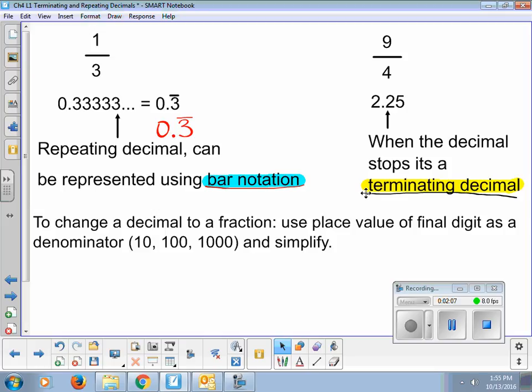To change a decimal to a fraction, you're going to use the place value of the final digit as the denominator. So if you have one decimal place over, it's in the 10th place, you write your decimal over 10. If it's 2 decimal places over, that's the 100th place, you write your decimal over 100. 3 decimal places over would be the 1000th place, you would write that decimal over 1000. So you use place value of the final digit as the denominator to your fraction.